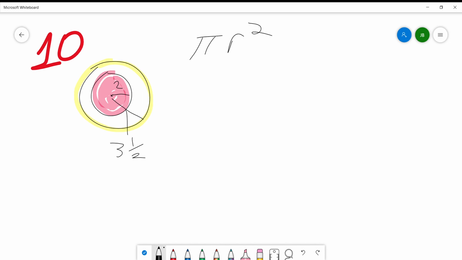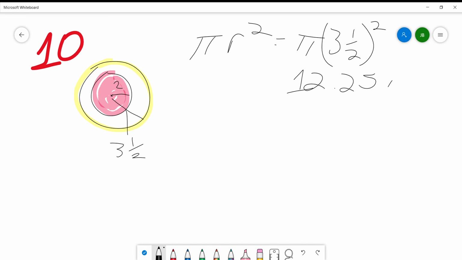For the big circle, we have pi times 3.5 squared. So 3.5 squared is 12.25. You can multiply it by pi right now if you want to. I'm going to leave pi sitting right there, and I'm going to find the area of the small circle. So negative circle, pi r squared. The r is 2, so 2 squared is 4, so that's 4 pi. So 12.25 pi minus 4 pi equals 8.25 pi.